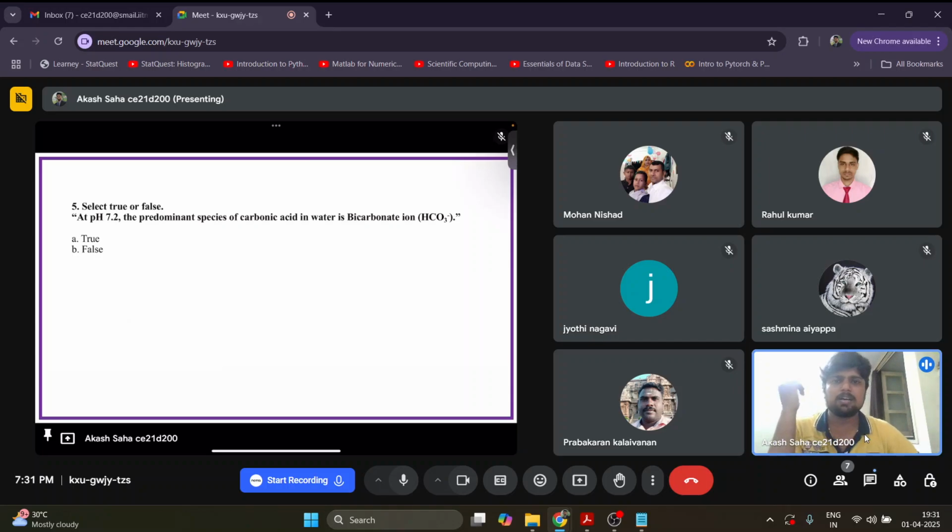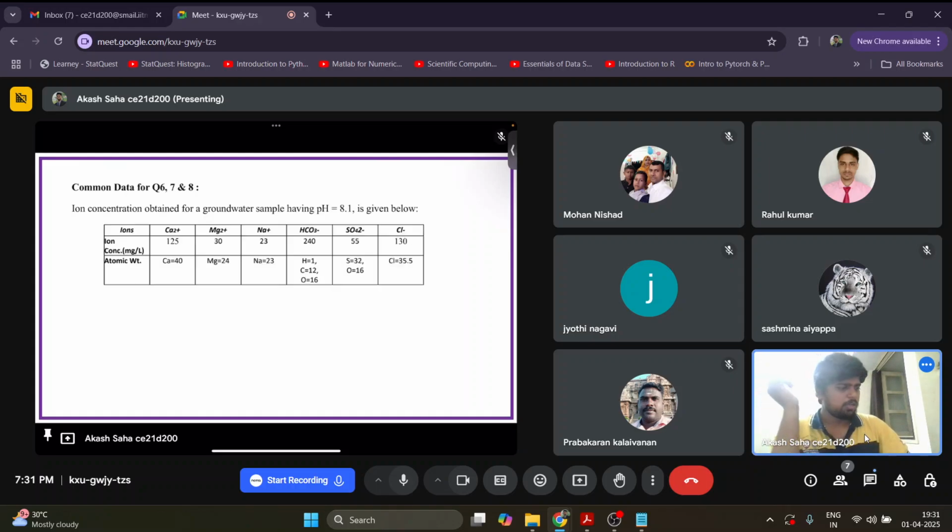So, what are the various forms of carbonic acid? We have the carbonic acid, we have the bicarbonate, and the carbonate. So the pH will be lowest for the carbonic acid, then in the mid range it's bicarbonate, and then carbonate. Okay, so this statement is true. Okay, the next question now.